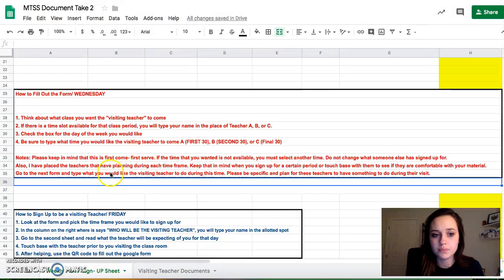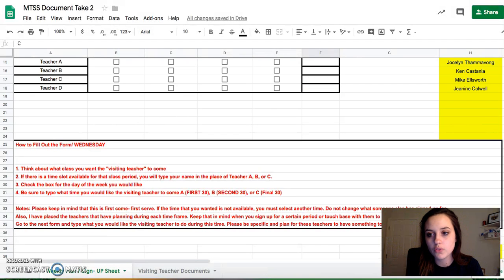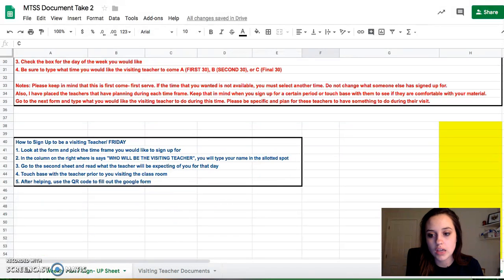Another thing to note here is, please do not change what other people have written. For example, if I look at this form and I'm like, well, no other time slots fit for me except second period where Ashley signed up, let me go and change this and let me put my name. Please don't do that. Please be respectful of the people that have signed up during that time. They are planning to have someone in their class, and you are providing something for that visiting teacher. So it can change their whole entire plan. So just be respectful in that sense. I know sometimes that goes without saying, but it's better to say it and not need it as opposed to the opposite.